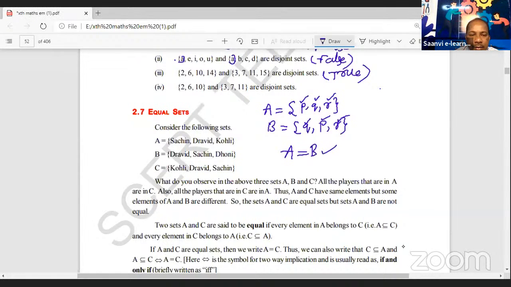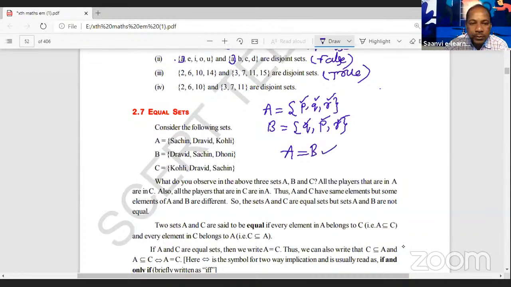Here, three examples are given. Observe these three examples. A is equal to the set {Sachin, Dravid, Kohli}. B is equal to {Dravid, Sachin, Dhoni}. C is equal to the set {Kohli, Dravid, Sachin}. Can you say which two sets are equal here?